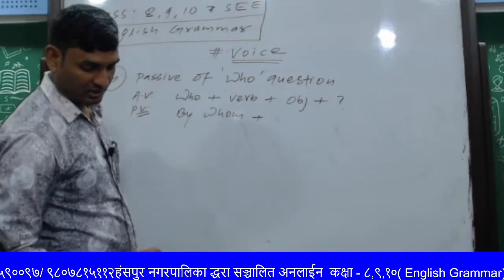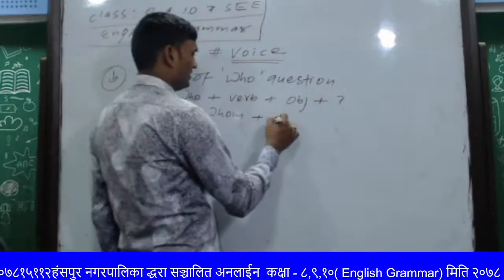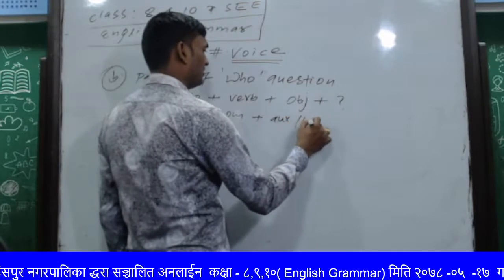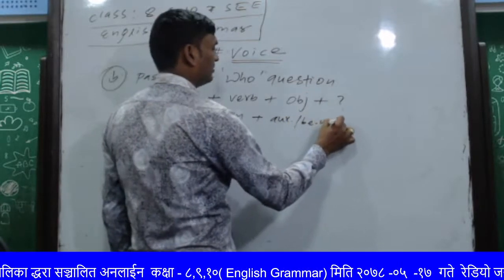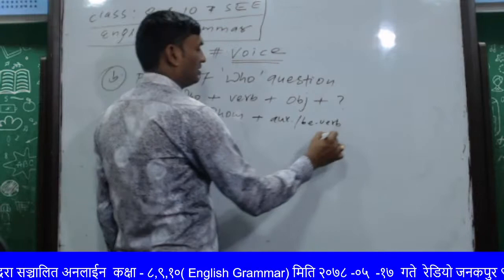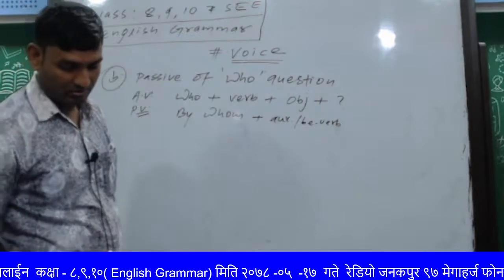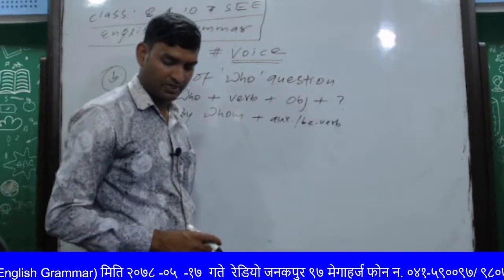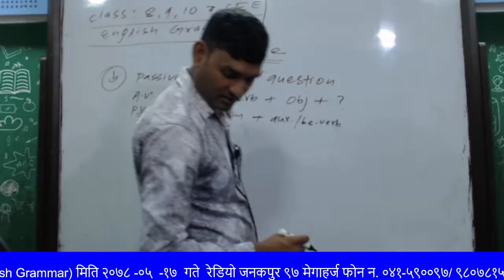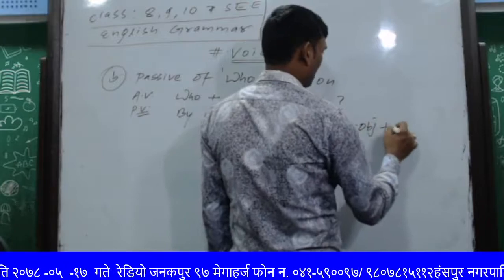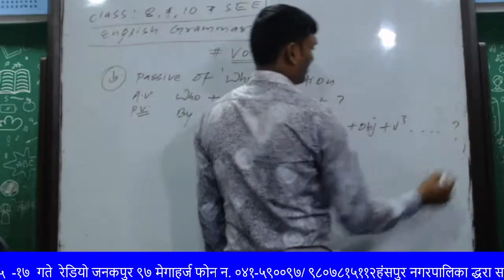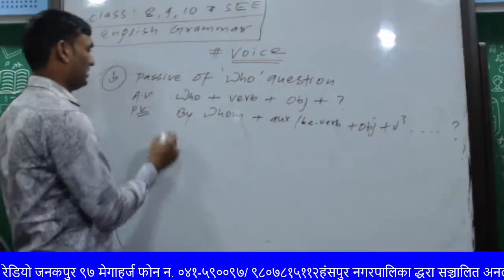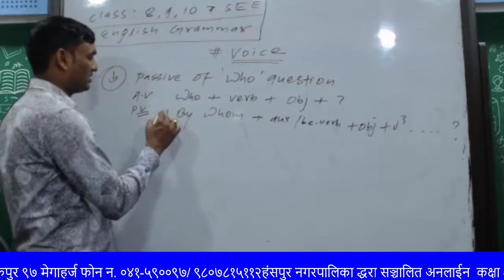then auxiliary or be verb. Auxiliary or be verb, then subject. Subject means object. After object, V3 by subject. Then question mark. This is the first structure.